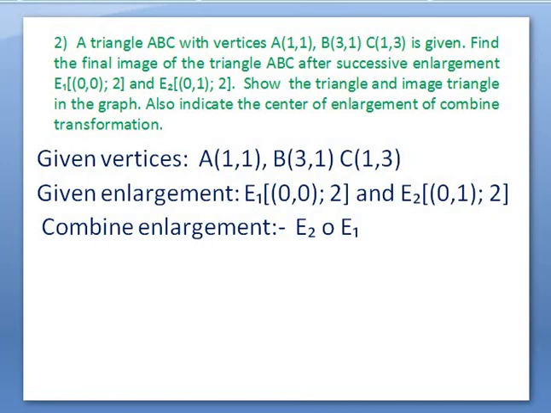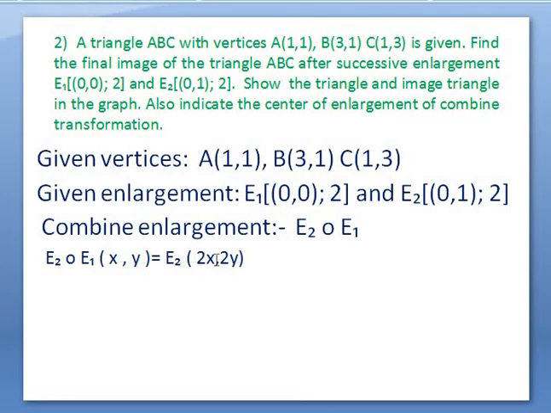Now, to find the rule to find the final image: E2E1(x, y). First it is transformed by E1, with center of enlargement (0, 0) and scale factor 2. So we have a simple formula (kx, ky), so (2x, 2y). Now we have to find the image of this (2x, 2y) under the enlargement E2.